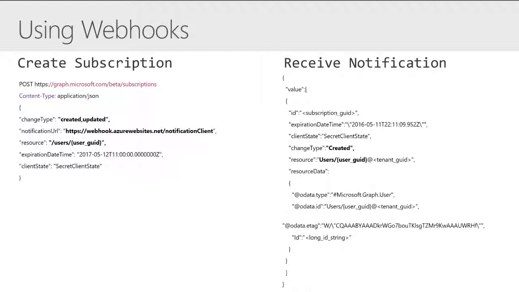All right, so to use webhooks, you start by posting to the subscriptions entity. You'll include a couple parameters in the body of that request, including the type of change you're interested in, the notification URL that you want to get a poke back to, and the resource that you care about as well. And then when a change happens to that resource, you'll receive a notification letting you know that the change happened, and you can come back and get some data.